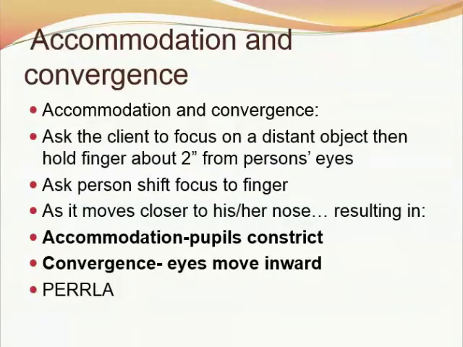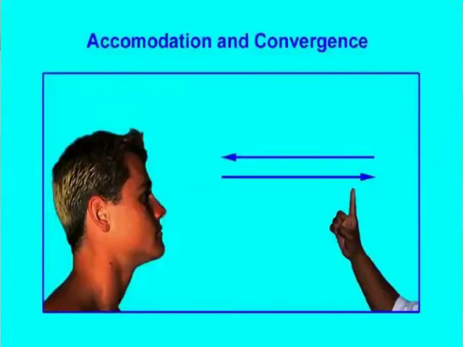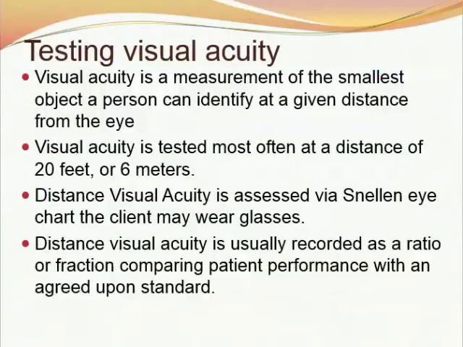These tests should be documented in the form of PERLA, which is pupils are equal, round, and reactive to light and accommodation. The picture is showing the test for accommodation and convergence.